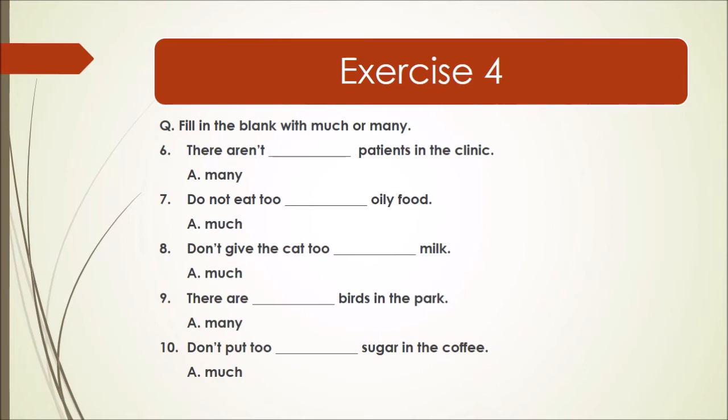There are dash birds in the park. There are many birds in the park. Understand? Do not put too dash sugar in the coffee. Do not put too much sugar in the coffee. So, I hope you understand the difference between much and many. And you will be able to use these terms or these concepts in the sentence.